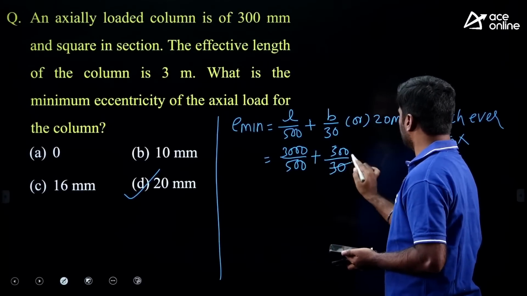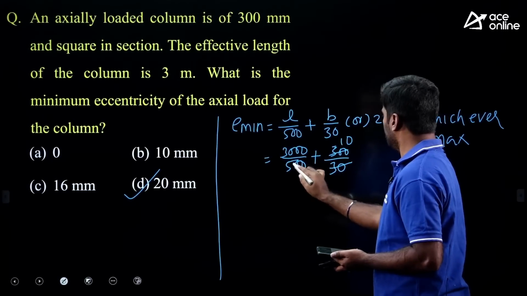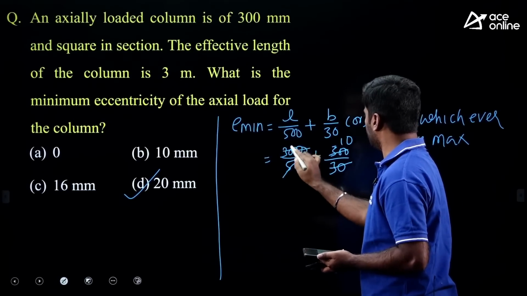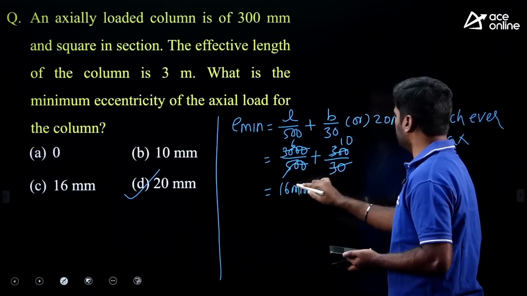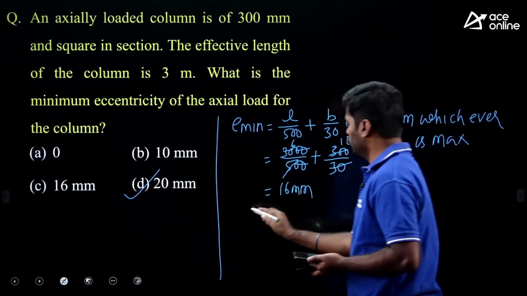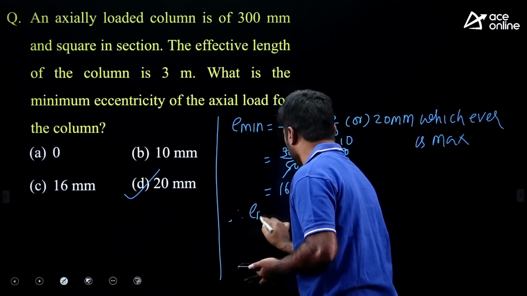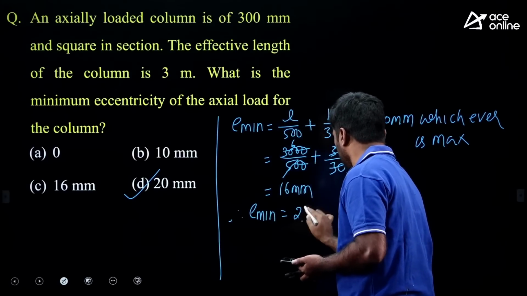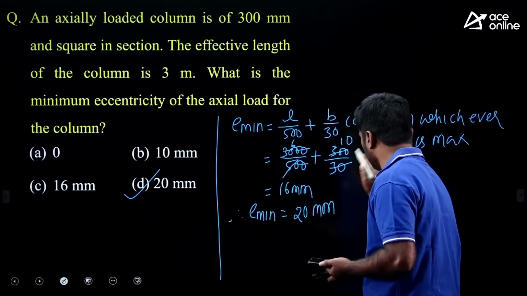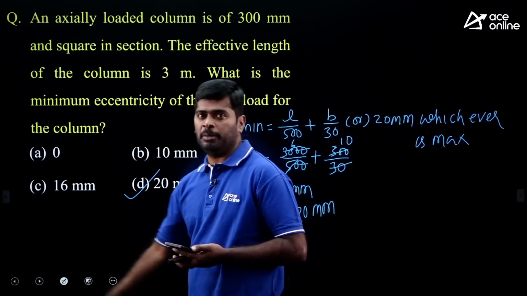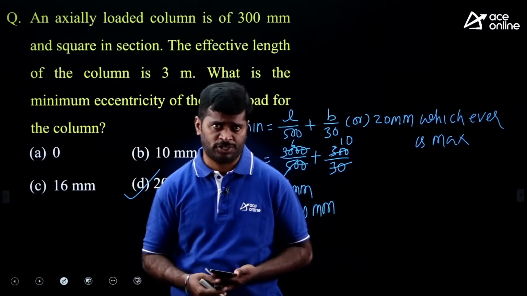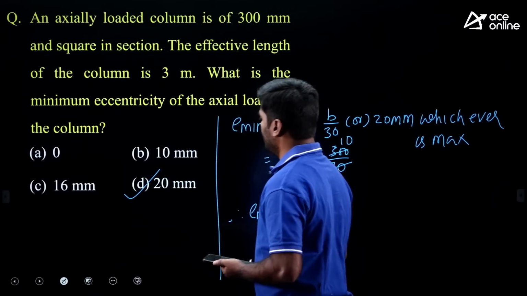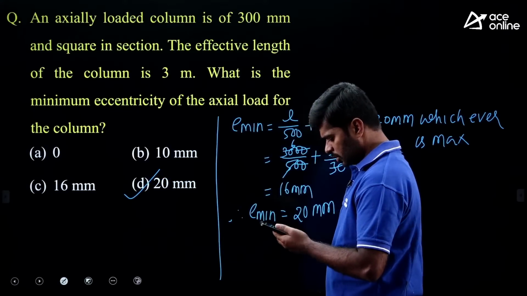Now, simplify, you will get 16 mm. Compare with the 20 mm, select the maximum of these two. So, maximum is 20 mm. So, E minimum for this question, only for this question, is 20 mm, right. If data change, definitely the values will change, okay my dear. Then move to next question.